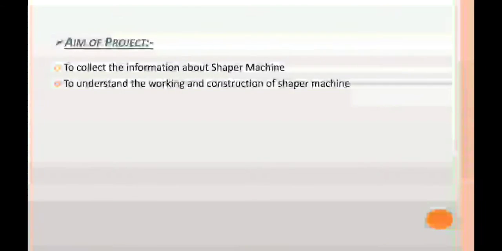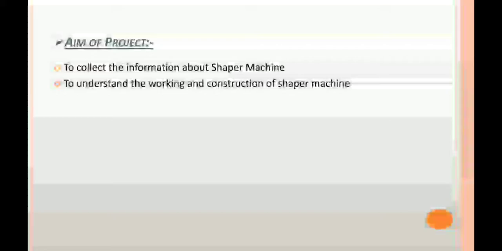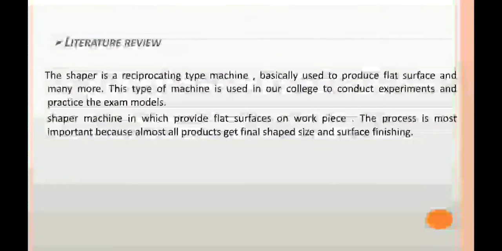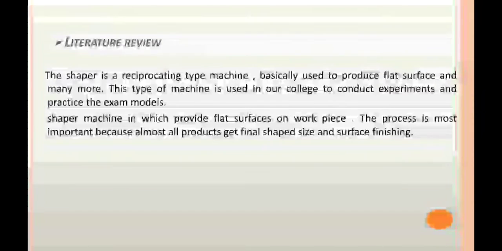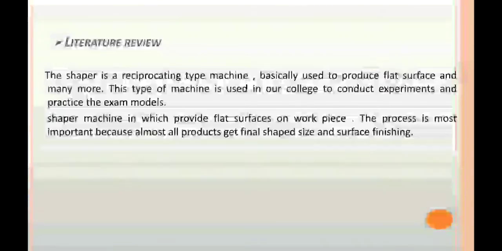Aim of project: to collect the information about shaper machine, to understand the working and construction of shaper machine. Literature review: the shaper is a reciprocating type machine basically used to produce flat surfaces and many more. This type of machine is used in our college to conduct experiment and practice the exam model. The shaper machine provides flat surfaces on workpiece. This process is most important because almost all products get final shape, size, and finish surface.